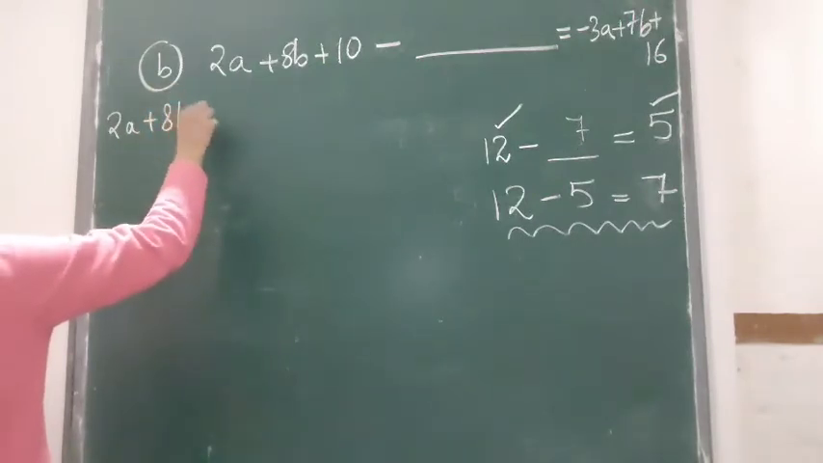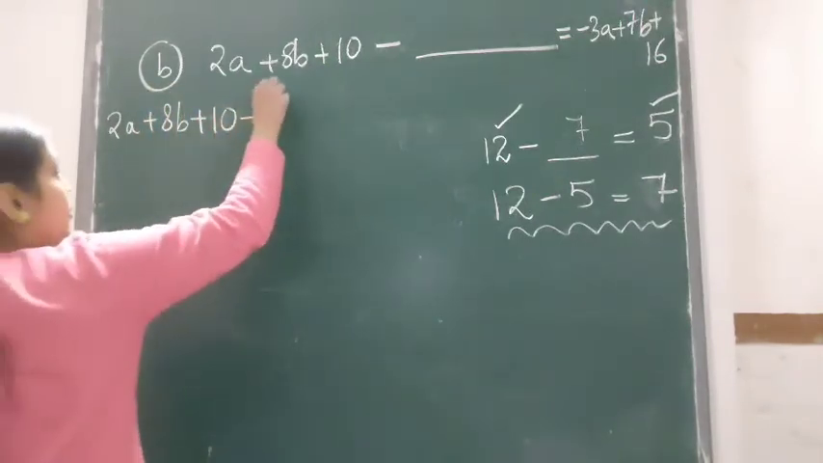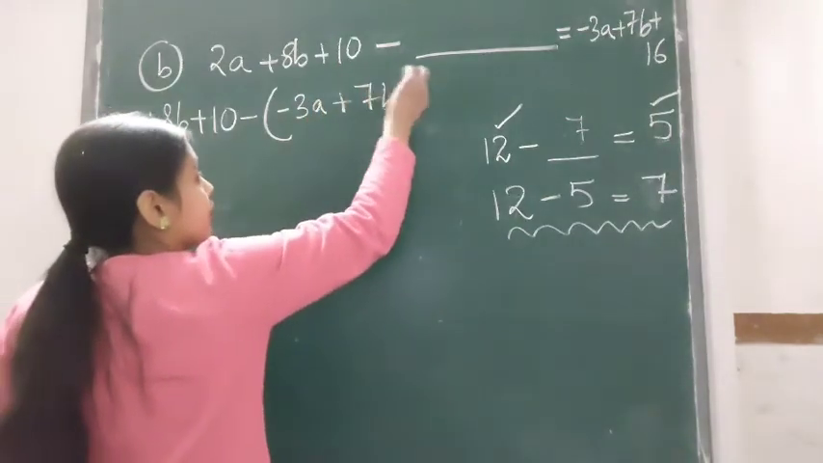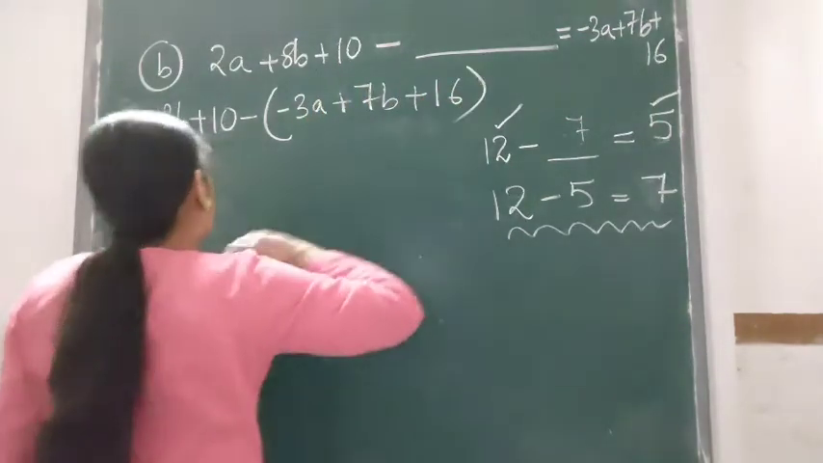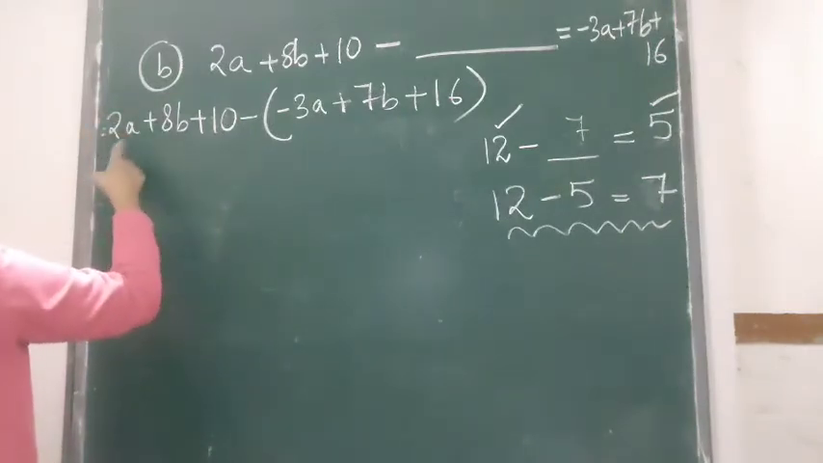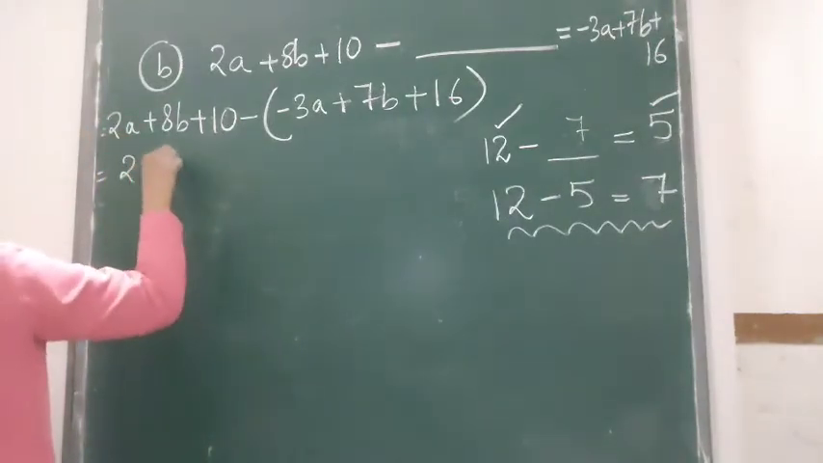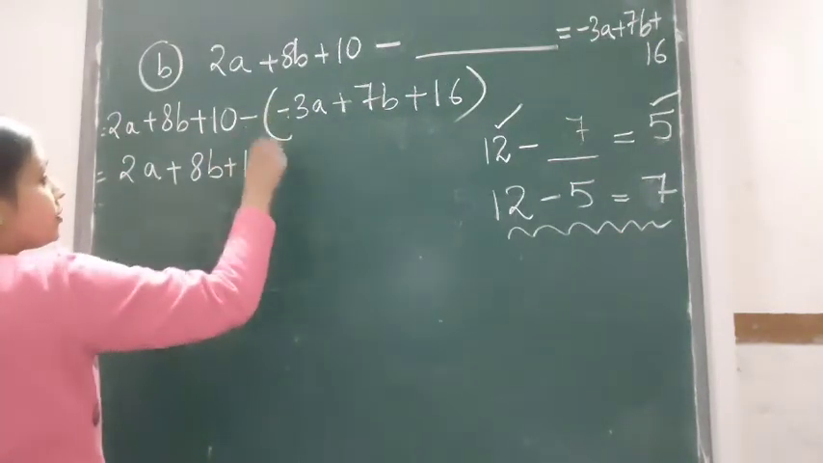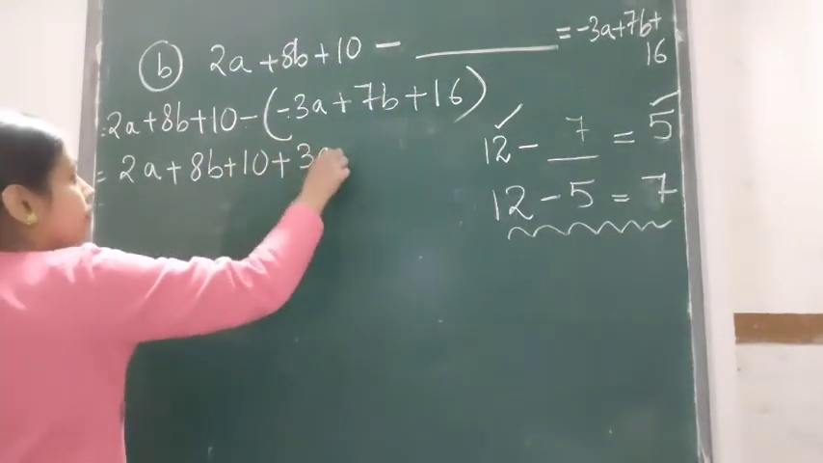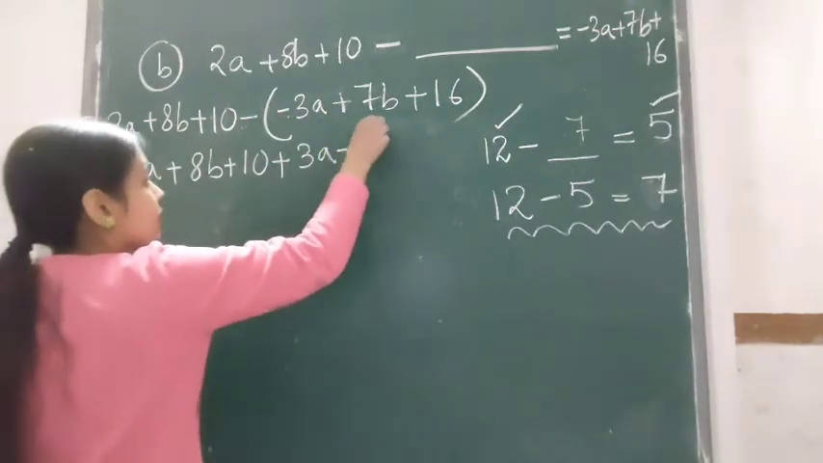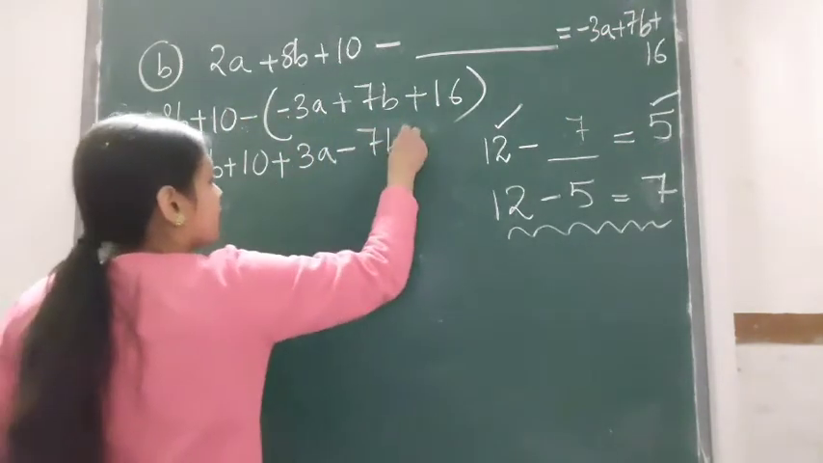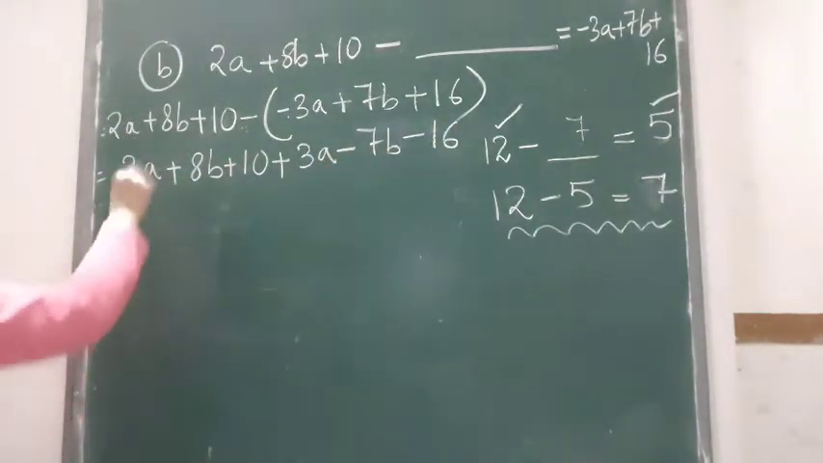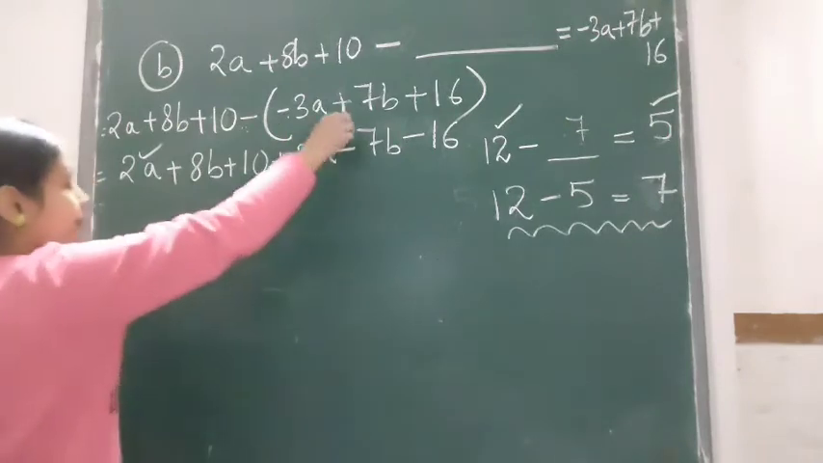2a plus 8b plus 10 minus (3a plus 7b plus 16). So this becomes 2a plus 8b plus 10, minus becomes plus, 3a minus plus becomes minus, 7b minus plus becomes minus 16. Okay, now we add, direct adding also can be done, children.